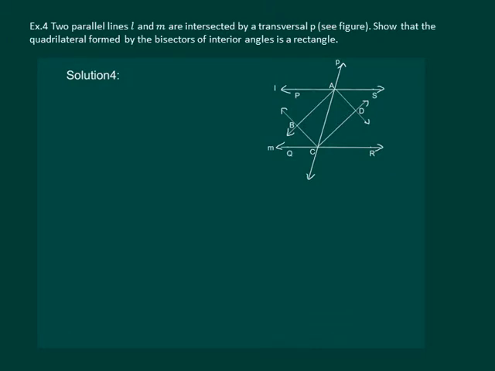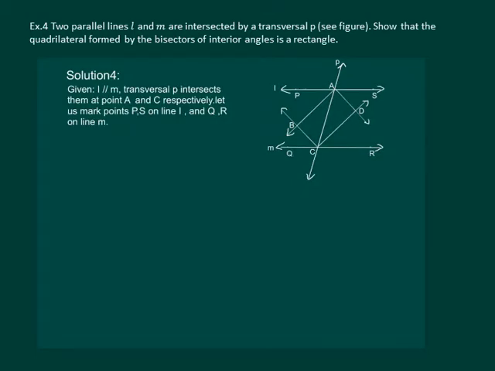Let us find the lengths of QT and PT. Clearly, PR is 5 units, so PT is equal to 5 units. We are given that lines L and M are parallel.